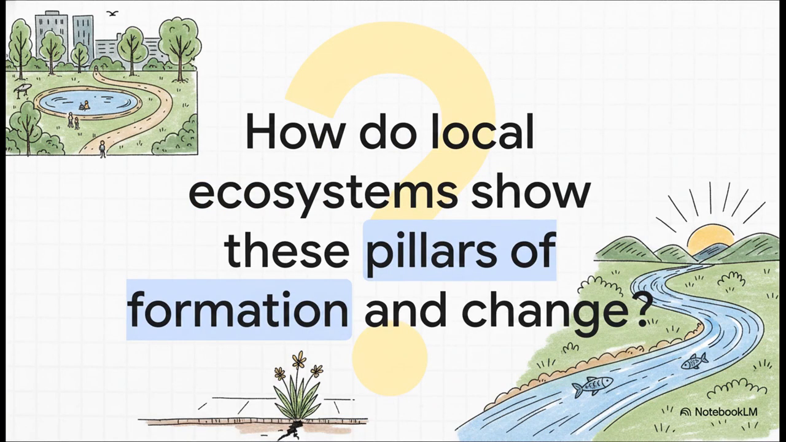So I'll leave you with this. These ideas, these pillars, these key species, they're not just for a test. They are happening all around you right now, in the park down the street, in the river flowing through your town, even in the weeds growing up through a crack in the sidewalk. So the real final exam? It's out there. The question is, how do the ecosystems around you show these incredible pillars of formation and change? Think about it. Good luck on the final.